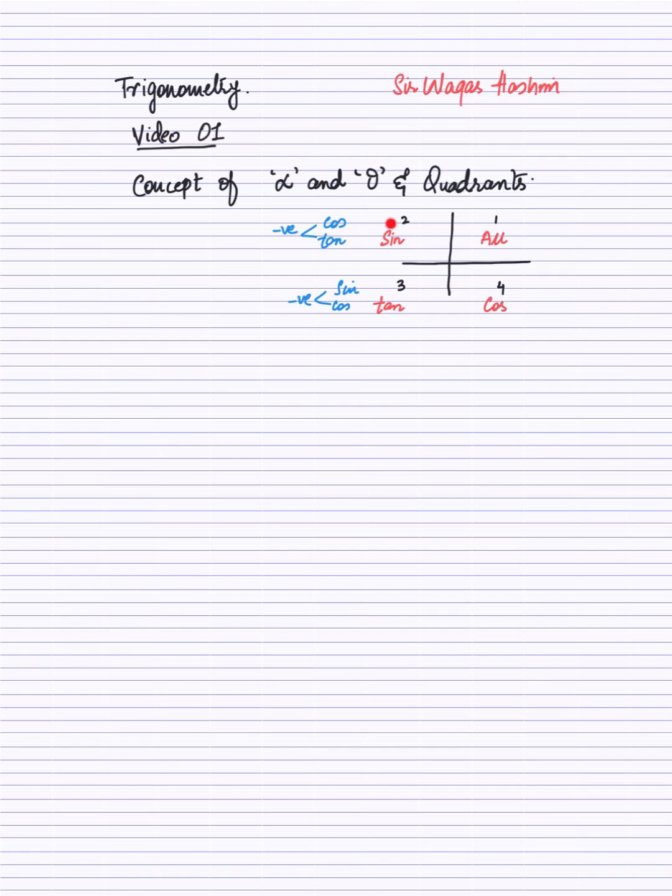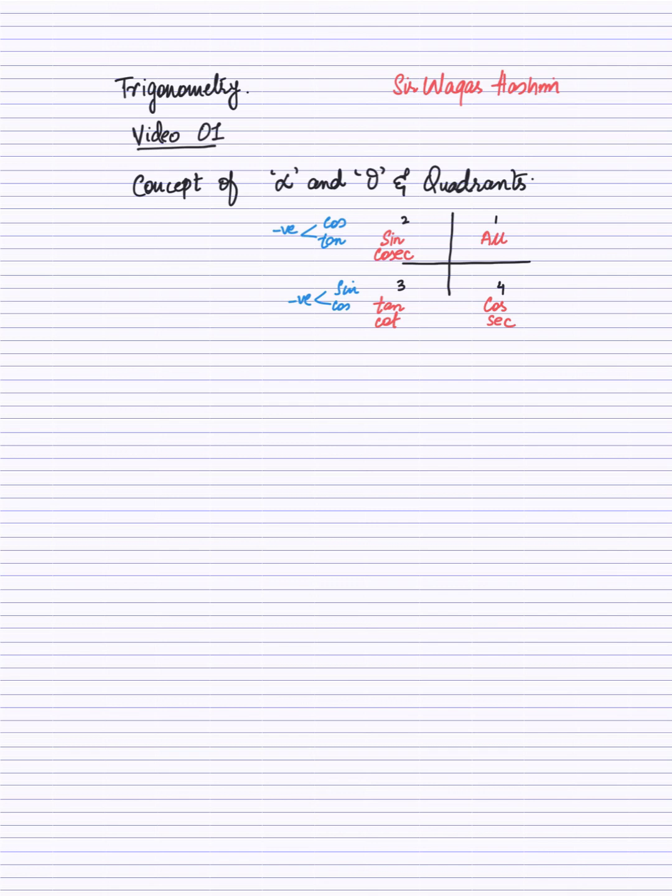Secondly, if sine is positive, that means its reciprocal function, that is cosec, is also positive in the second quadrant. If tan is positive, cot is positive, and if cos is positive, sec is positive. So that is the first and important concept of the quadrants, that you must understand in which quadrant which function is positive and which function is negative.